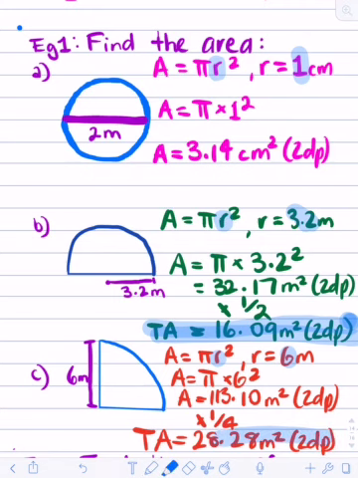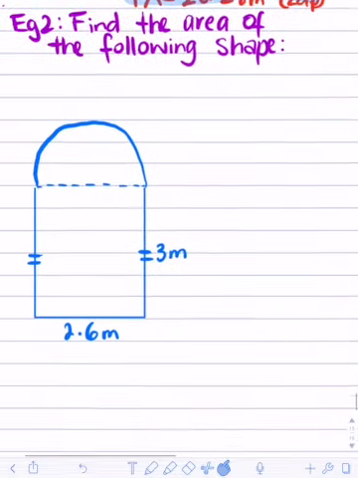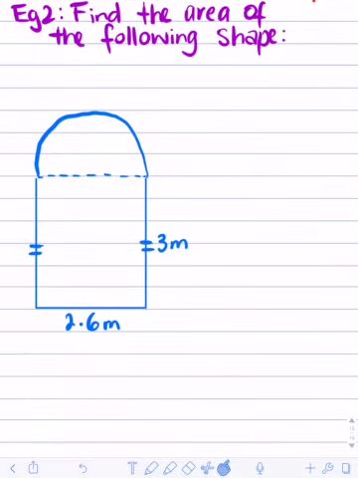So here you can see we have 3 different types of questions. In the first question, we were given the diameter, so we have to divide it by 2. In the second question, we only had half a circle, so we had to times the end answer by half. And in the third question, we only had a quarter of a circle, so we had to times it by a quarter. Let's go to a composite shape and finding the area of composite shapes.